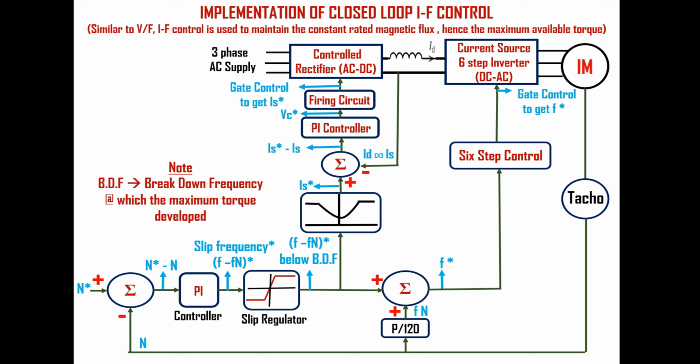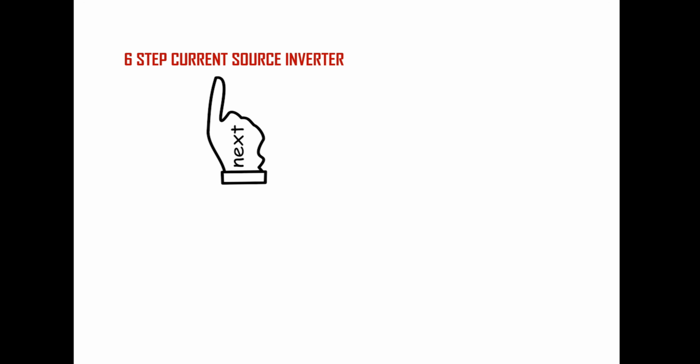The output current waveform of 6-step switching control in a current source inverter is similar to the output voltage waveform in the voltage source inverter we have discussed. Okay, in the next video, we will see the circuit diagram of the current source 6-step inverter.